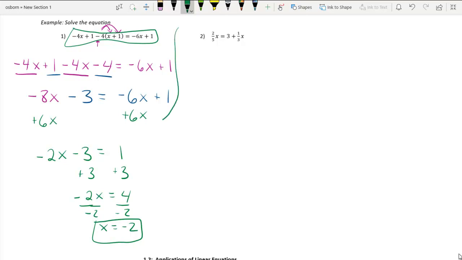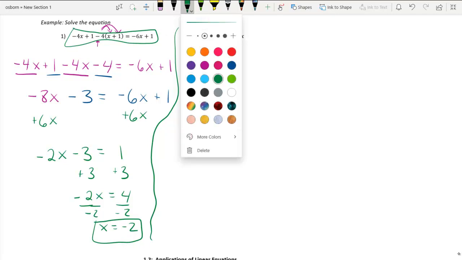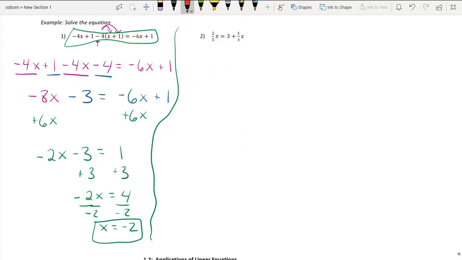Alright, so now let's work that second problem. I'm going to try to color code as we go along to simplify what we're doing and help everyone see what's going on. Now if you look at question 2, it says 2/5 x is equal to 3 plus 1/3 x. Now most people tend not to like fractions.